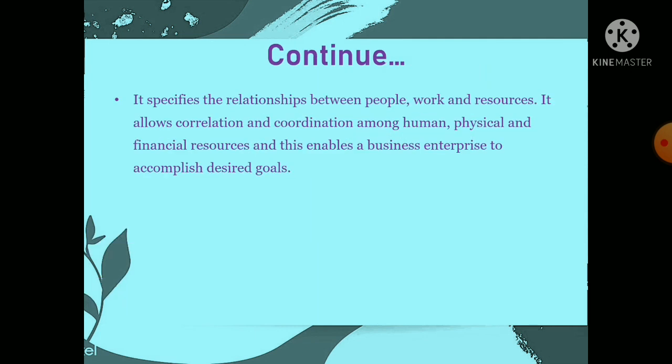It specifies the relationship between the people, work, and resources. It allows correlation and coordination among human, physical, and financial resources, and this enables a business enterprise to accomplish the desired goal. So organizing creates a working and specific relationship between the people, and also specifies who has to do a particular work and what kind of resources has to be used for that particular job. It correlates and coordinates the human, physical and financial resources only for achieving the desired goal set by the organization. And effective structures will increase the profitability of an enterprise. So a good organizing structure will increase the profitability of the enterprise.